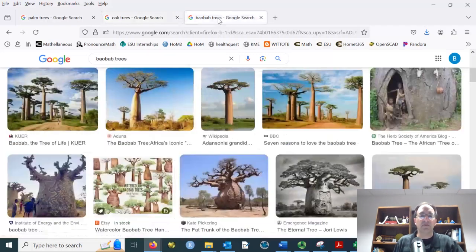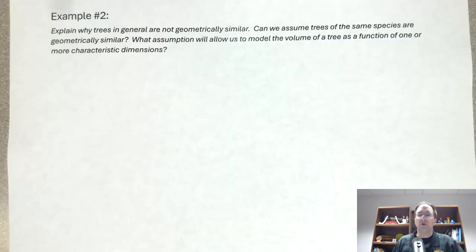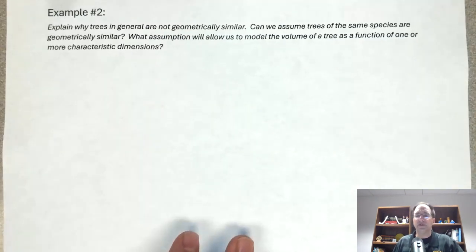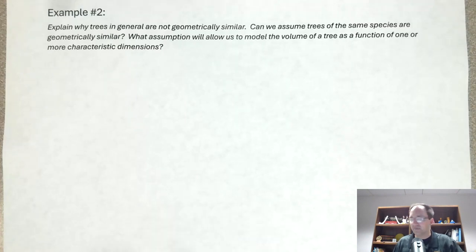And for some species that might be true, but a baobab tree, it's hard to tell that even these are geometrically similar within each other because this one has such a very different look compared to some of these others. So let's see though if we can focus on one specific species that's maybe not quite as dramatic and try to get a model that will help us do something mathematically. So we're going to focus on one specific tree, and we would like to express the volume of it as a function of some characteristic dimension.